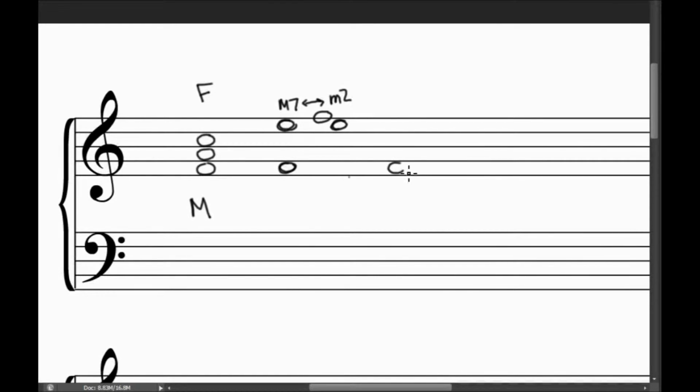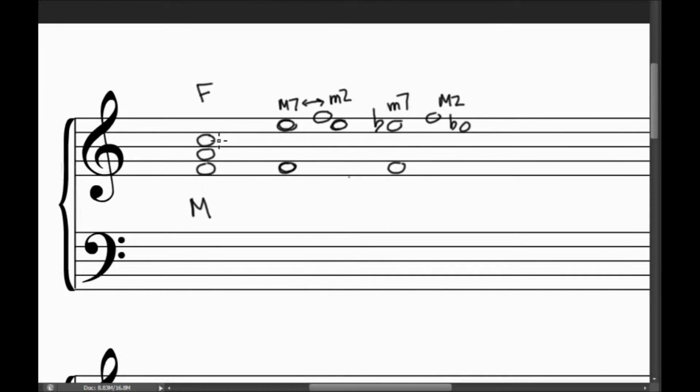We also have the possibility of adding a minor 7th. Again, if I wrote the inversion of that over here, we can see this F to E flat is a major second, so its inversion is a minor 7th.